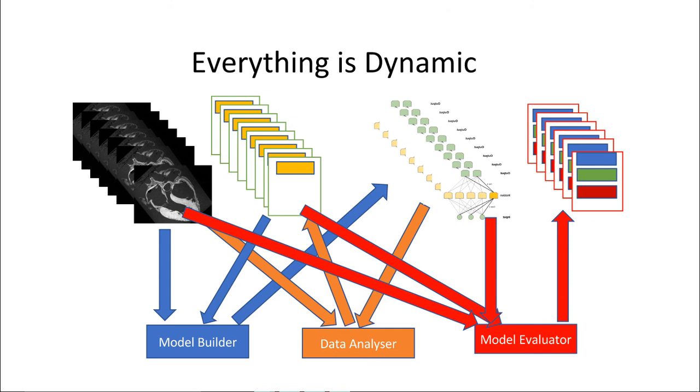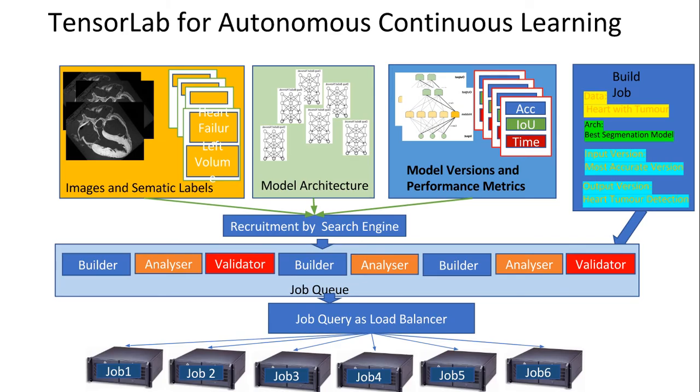However, if we consider real applications, the data, the labels, the machine learning models, everything is changing. So this becomes very chaotic. So in the TensorLab system, we build a search engine on top of the heterogeneous data warehouse, and all the apps connect and talk to the search engine and build different jobs. All the jobs are stored in the job queue and then distributed to different computing nodes. So this is basically the architecture of the TensorLab system.